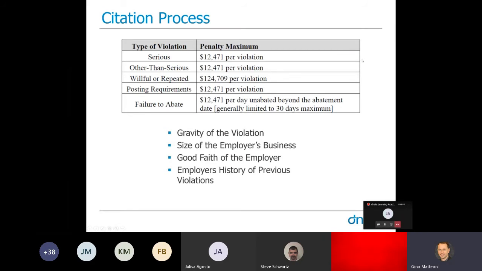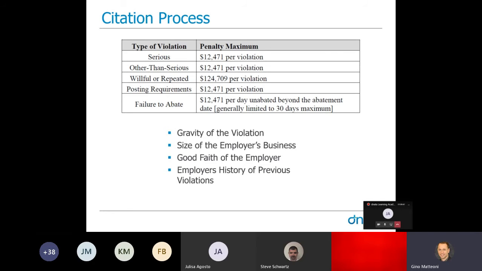So what citations could we expect? Well, there are maximum penalties outlined in the OSHA field manual, both serious and other than serious. They both have maximums of up to 12.5K. The determinations are based on a number of factors: potential of injury, and the severity of that injury should it occur. Willful or repeated could be up to 124,000 per violation.